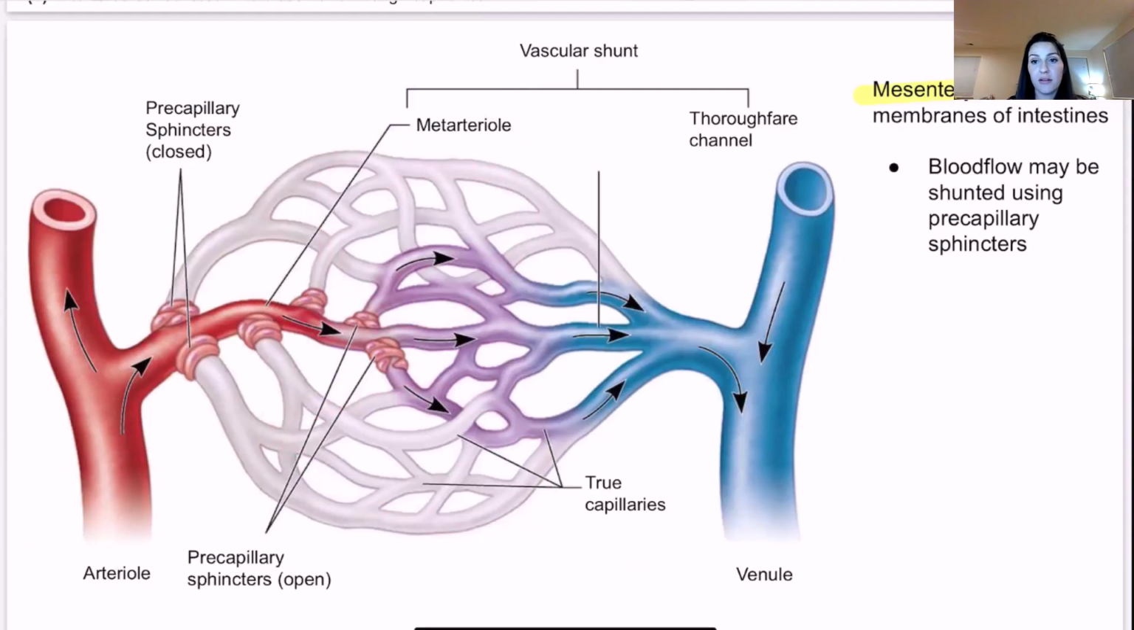But we just shut off all the extra stuff. And that's only in the serous membranes of the intestines, the mesenteries.